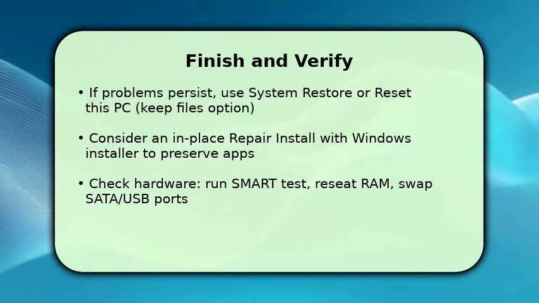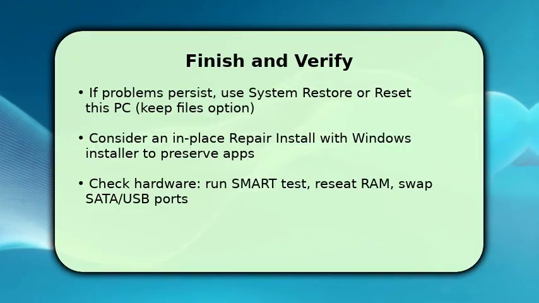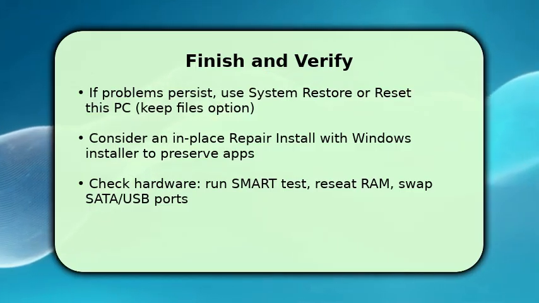To finish, perform a system restore to a known good point or use Reset This PC with the Keep My Files option to reinstall Windows while preserving data. This often resolves deep configuration issues. If you prefer, do an in-place repair install from the USB to keep apps and settings. Make sure to verify startup after each step.